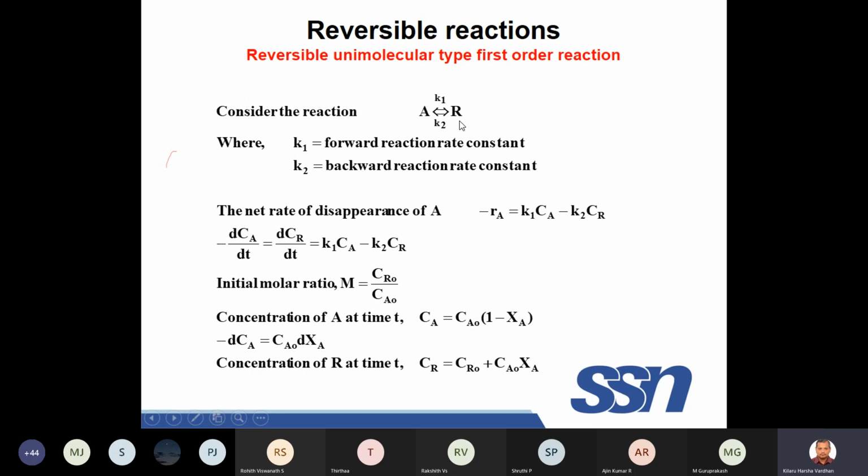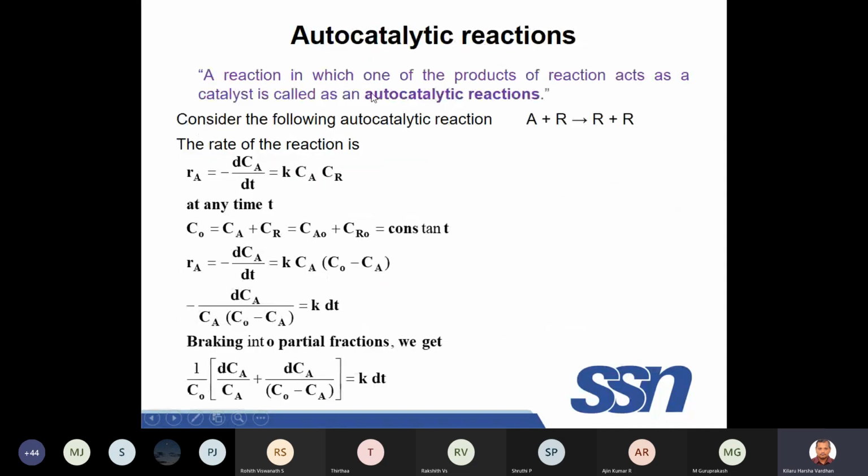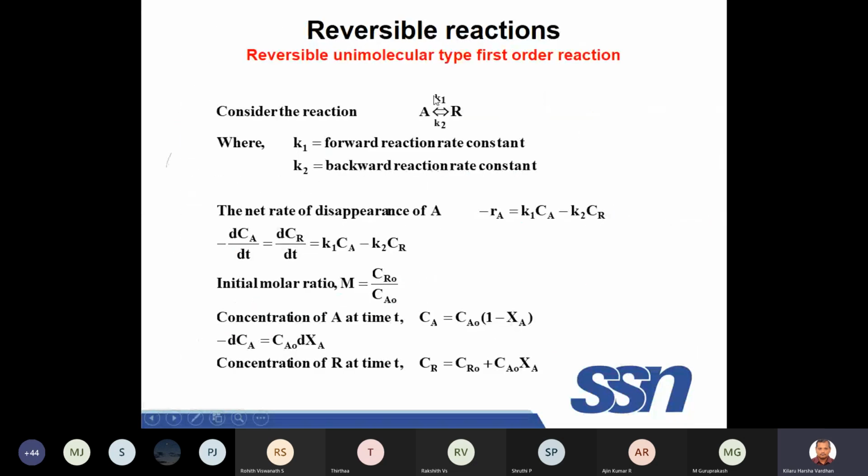So A is giving you R, and again R is giving you A. K1 is the forward constant and K2 is the backward constant. Till now we had only irreversible reactions, so we need to deal with reversible reactions. The net disappearance will be forward minus backward.